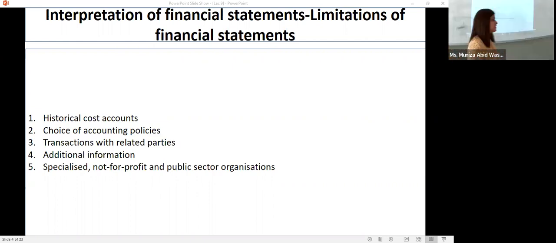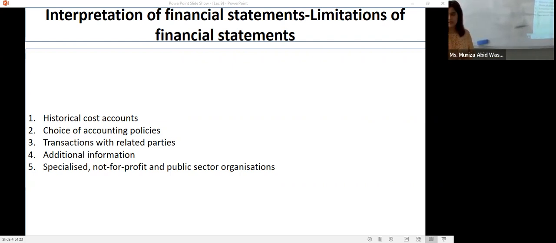So what are the limitations of the financial statements, and what are the limitations of the ratios which are dependent upon those financial statements? Now we are going to discuss. Number one drawback and limitation of the financial statement is in regards to historical cost accounts. Financial statements are always based upon historical data.